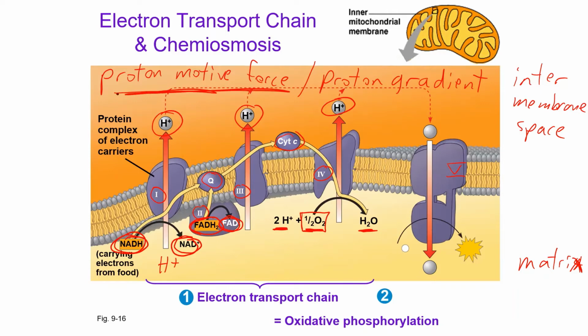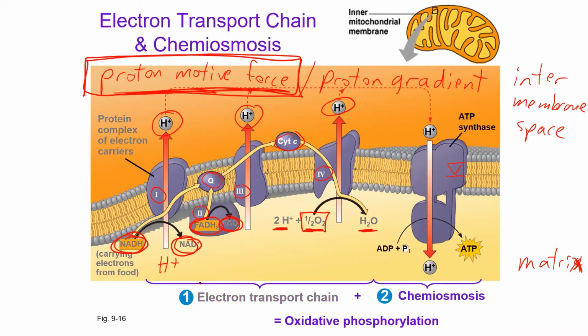And so this is an electrochemical gradient. And what that means is we have a concentration difference over a membrane. And you probably know that concentrations don't like to be different. Ions like to move from a high concentration to a low concentration. And so that's the second part of this. The first part is the electron transport chain. The second part is chemiosmosis. I prefer to call it ATP synthesis because that describes better what's going on.